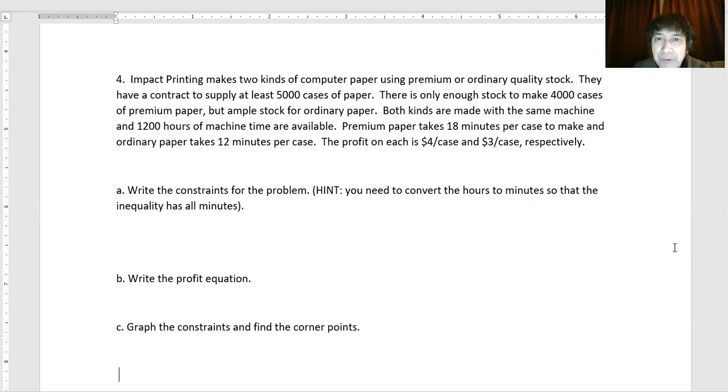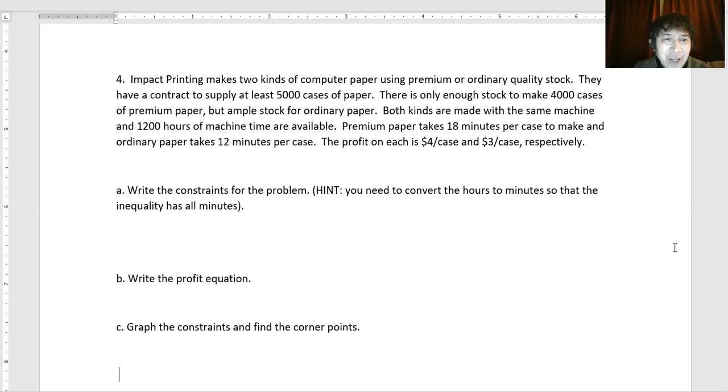Next statement is both kinds are made with the same machine and 1,200 hours of machine time are available. Premium paper takes 18 minutes per case to make. Ordinary paper takes 12 minutes per case. All right. And so we will have to write the constraints first. There's a hint over here. You need to convert the hours to minutes so that the inequality is all minutes. We will try that.